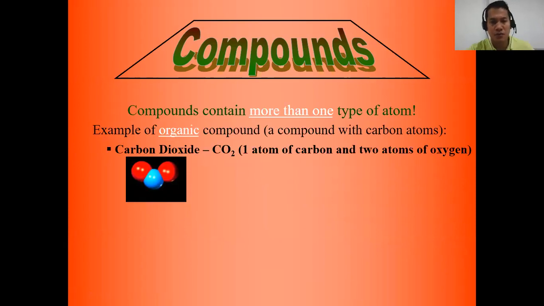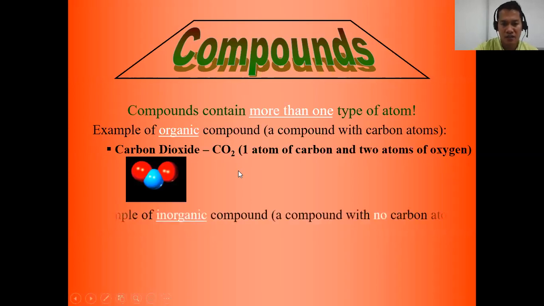So CO2 is composed of the elements carbon and oxygen. Okay, so that means the carbon and oxygen react together to form carbon dioxide. So it's a compound already of carbon and oxygen.